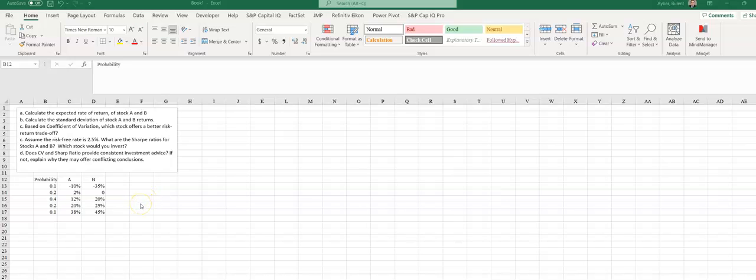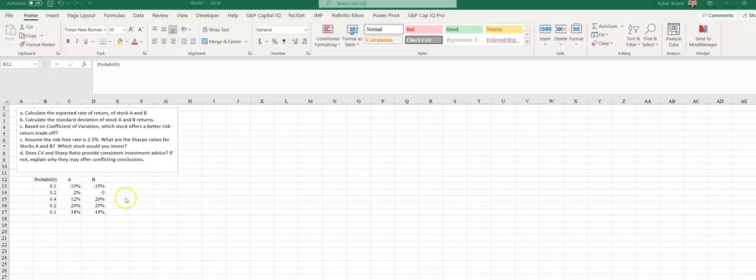In this question, we will calculate first the expected returns of stocks A and B. Then we are going to calculate the standard deviations and then look at the coefficient of variation. Then figure out which stock offers a better risk-return trade-off. We will do the same thing by using Sharpe ratio.